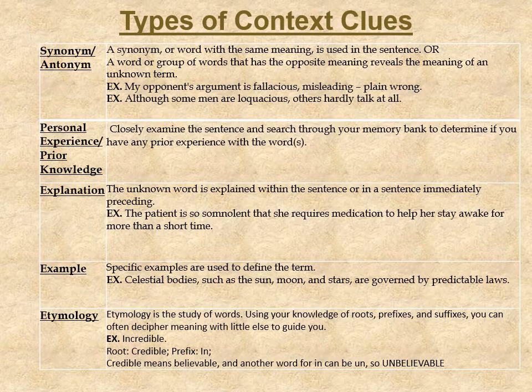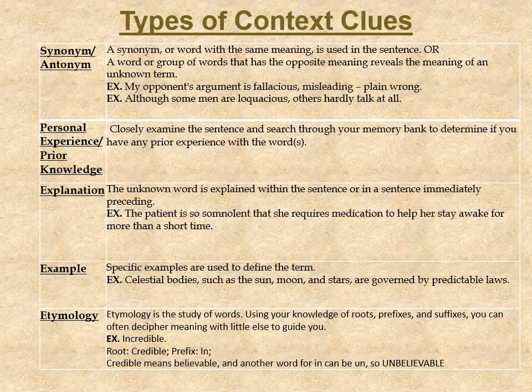Sometimes right in the sentence with an unknown word, there is a synonym or another word with the same meaning attached to the sentence. Other times, there's a word or group of words that has the opposite meaning that reveals a definition for an unknown word. We could take a look at those examples there.